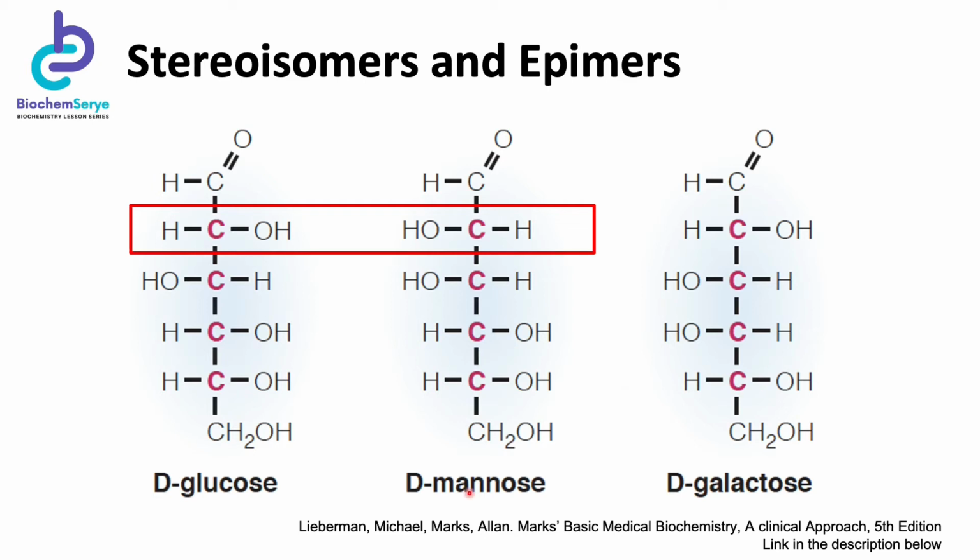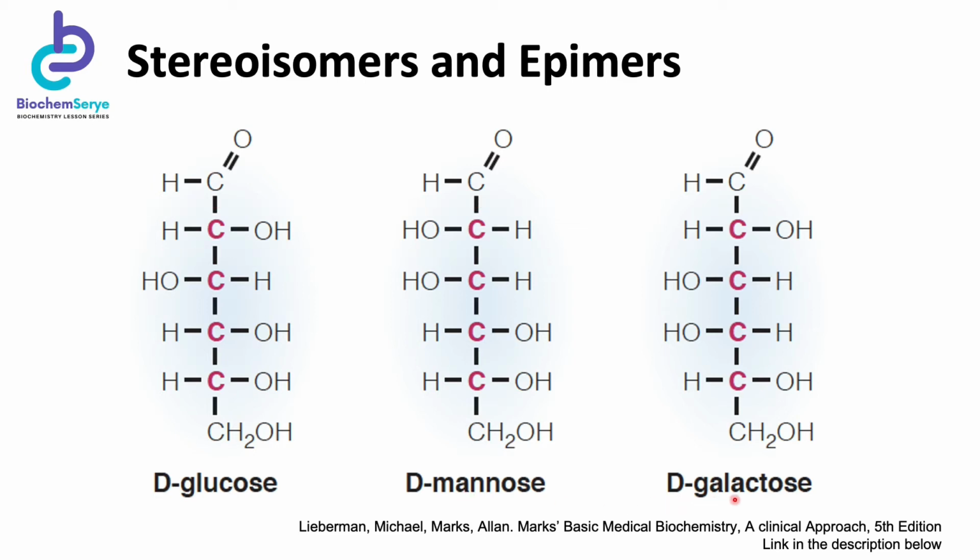But can we say that D-mannose and D-galactose are epimers? No, they are not epimers, but they are stereoisomers or diastereoisomers because the hydroxyl groups differ in positions in more than one carbon. So they differ in the location of the hydroxyl groups in carbon 2 and in carbon 4.